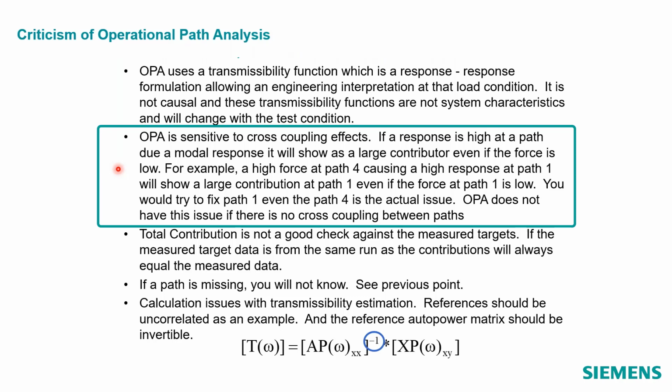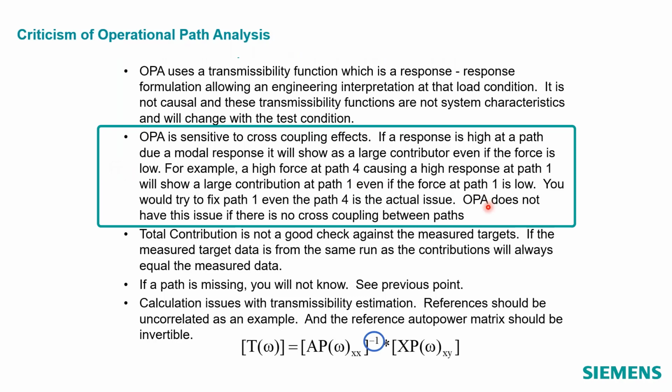And that high response at path 1 leads to a large contribution in OPA. But if you do regular TPA, it doesn't, because the force at path 1 is actually very low, and the force is actually coming from path number 4. So if you were to use OPA, you would go after path 1 trying to solve the problem, and you'd waste a lot of time trying to change the stiffness or change the mount diameter of the wrong mount. So that's one of the risks.